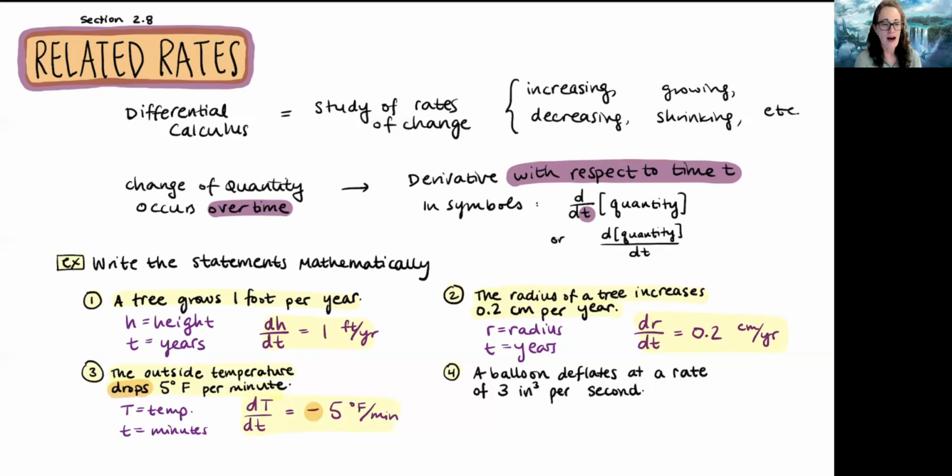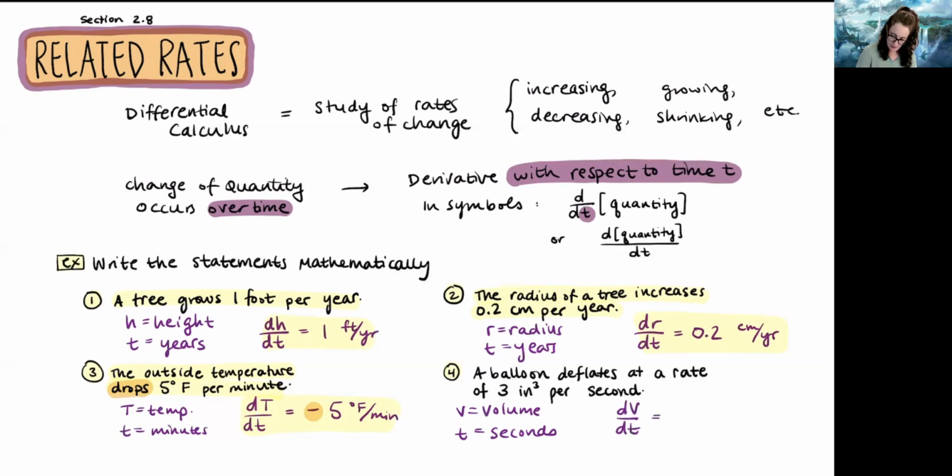So in example 4, we've got a balloon deflating at a rate of 3 cubic inches per second. Okay, so the balloon deflating at a rate of 3 cubic inches. Now, cubic units represents a 3D measure, so volume, right? So the 3 cubic inches per second, that's talking about volume changing. So let's say V equals volume. Little t would be in seconds. So then the rate of change of the volume, say dV dt.